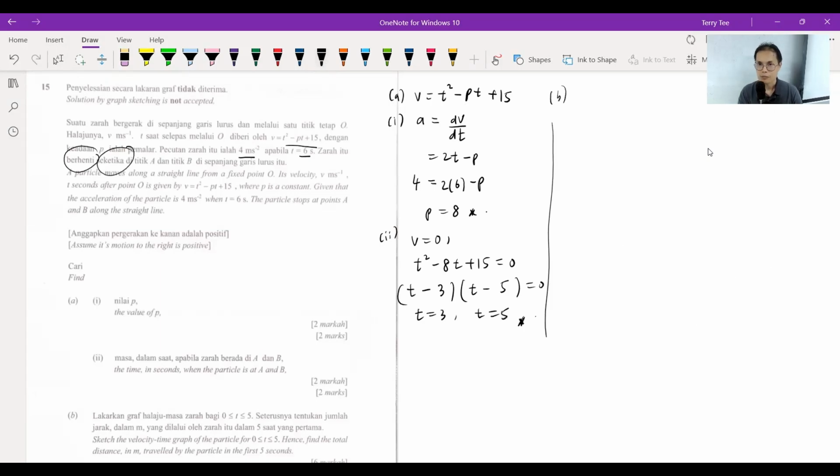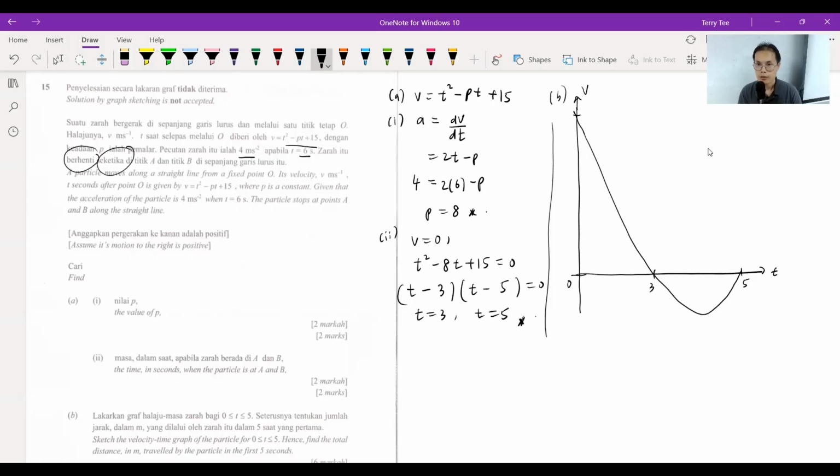Okay, but this is still a bit ugly. Let me just improvise. So it looks like this. It's a sketch, so you don't draw a perfect graph. So it looks somewhat like this. This is your velocity, halaju. This is the masa, T. Maybe I make it a bit more horizontal. Yeah, T. This intercepts at 5 and at 3.